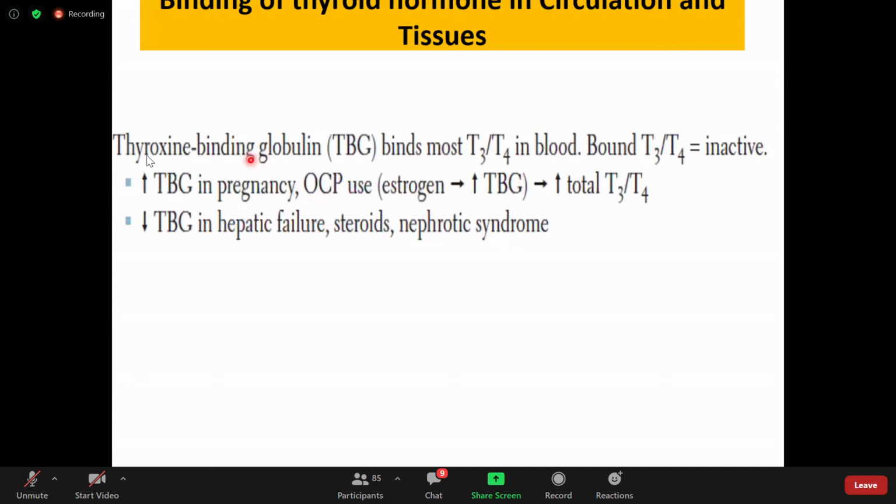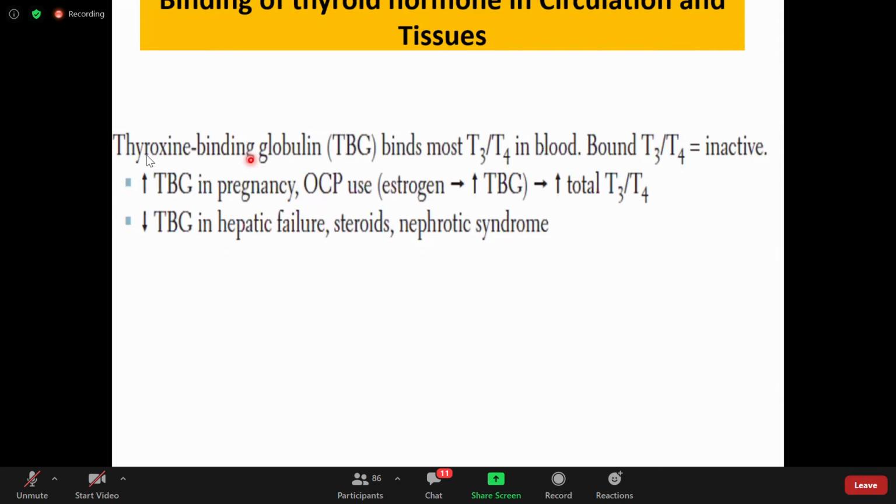So the total amount of free and bound T3, T4 would be high, but the person would be euthyroid. That means he would not be hyperthyroid or hypothyroid, but he would be euthyroid. But if you count the total amount of T3 and T4, it would be higher. Do you understand this concept?